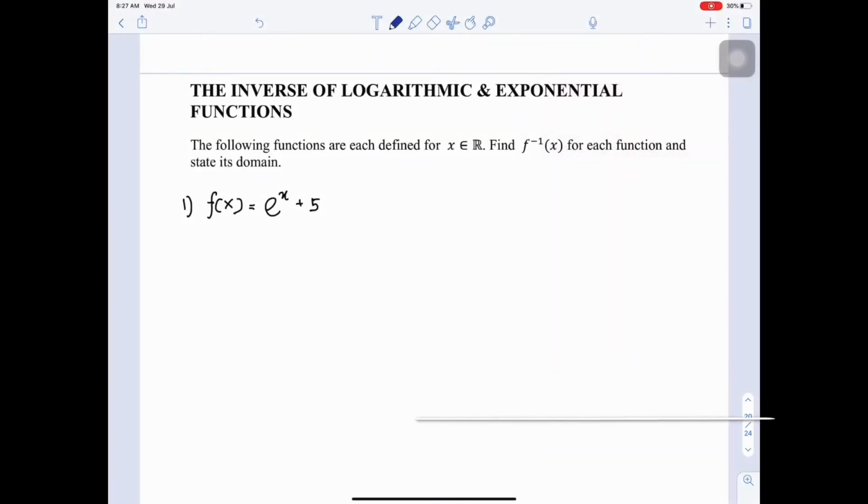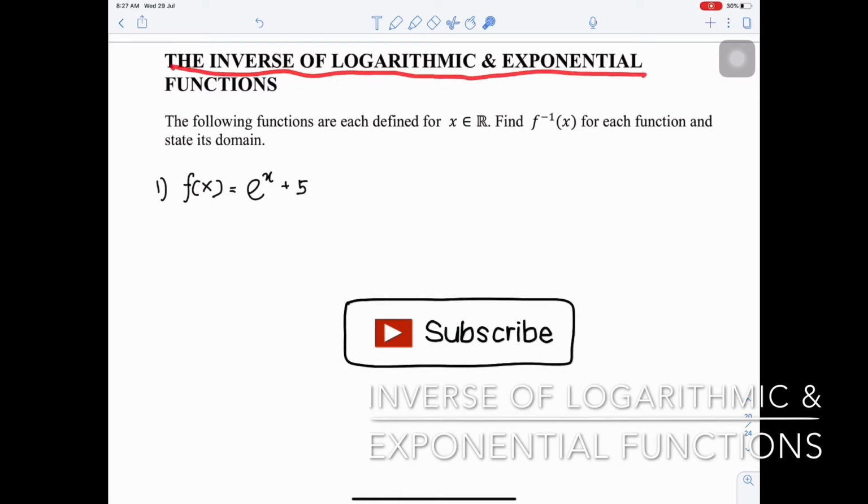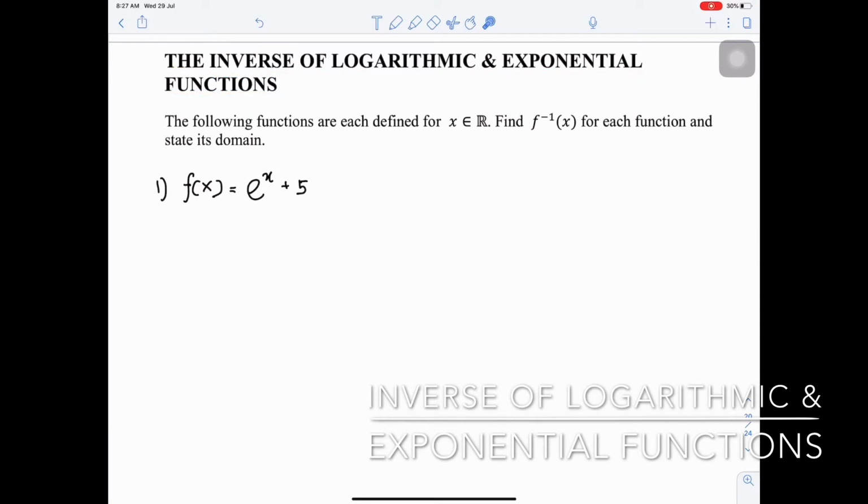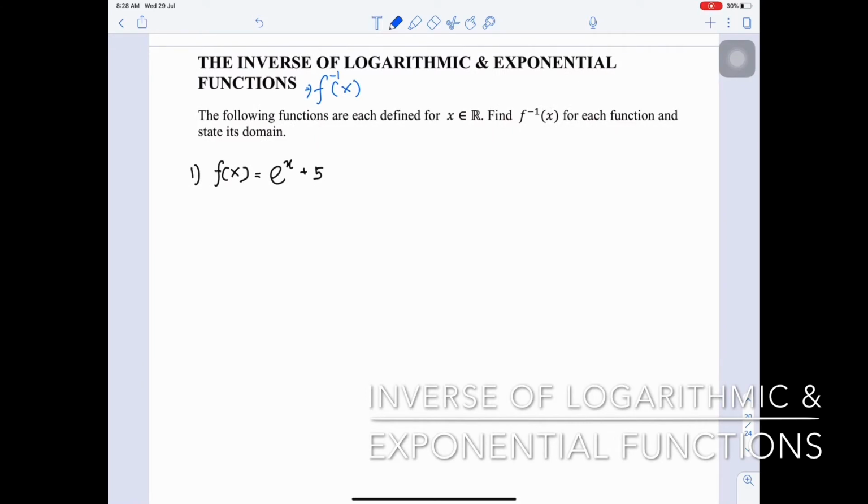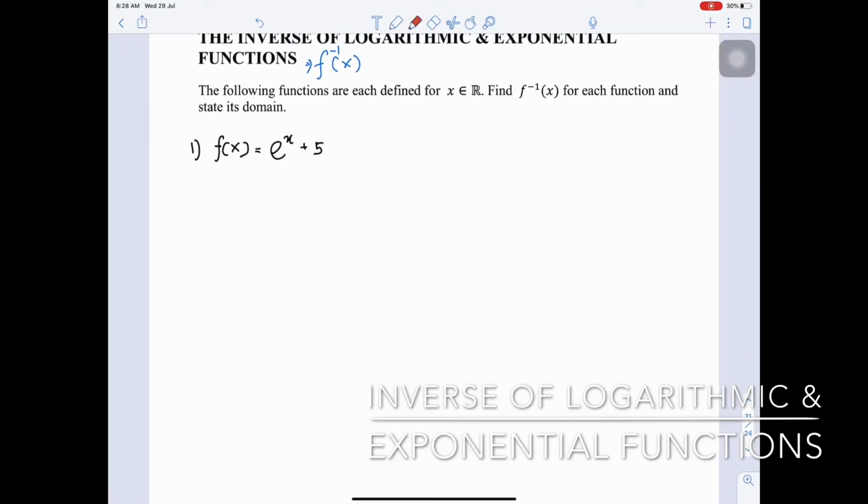Okay, let's continue with the inverse of logarithmic and exponential functions. That means the inverse function, f inverse of x. Okay, this is the symbol of the inverse function. So let's discuss straight away the example questions. The following functions are each defined for x, a real number. Find the inverse function for each function and state its domain.